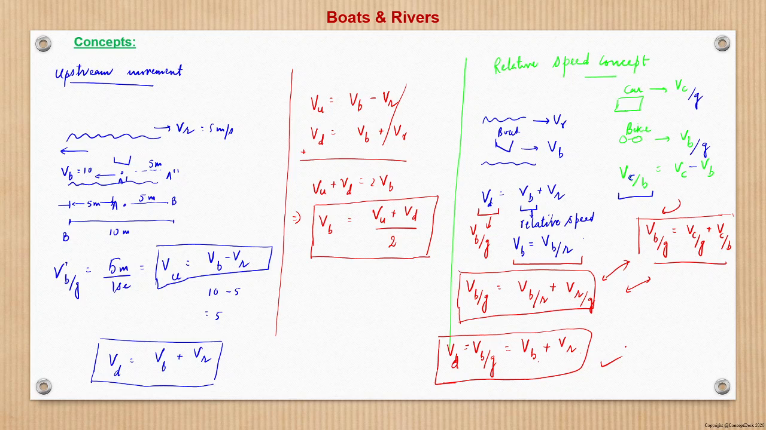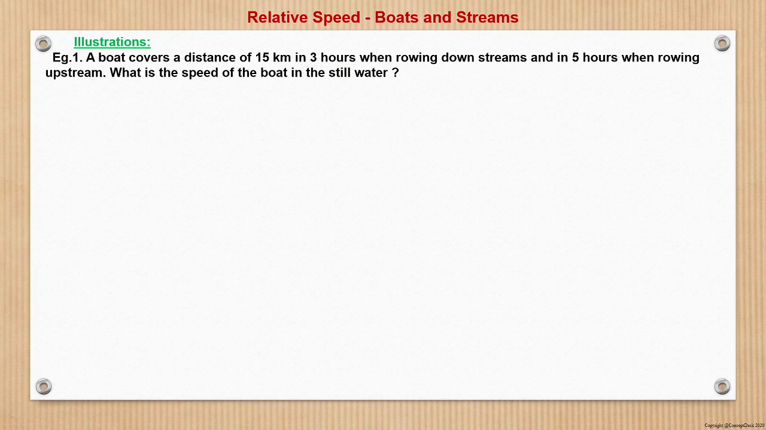This was just the concept I wanted to touch upon. We will see a few problems based upon this later on when we look into the illustrations. So now straight away we will go to the illustration. We will start with some basic questions and then increase the difficulty level. Question 1 says a boat covers a distance of 15 kilometer in 3 hours when rowing downstream, right? Let me draw the figure, so that the river is flowing in this direction, and 5 hours when rowing upstream.